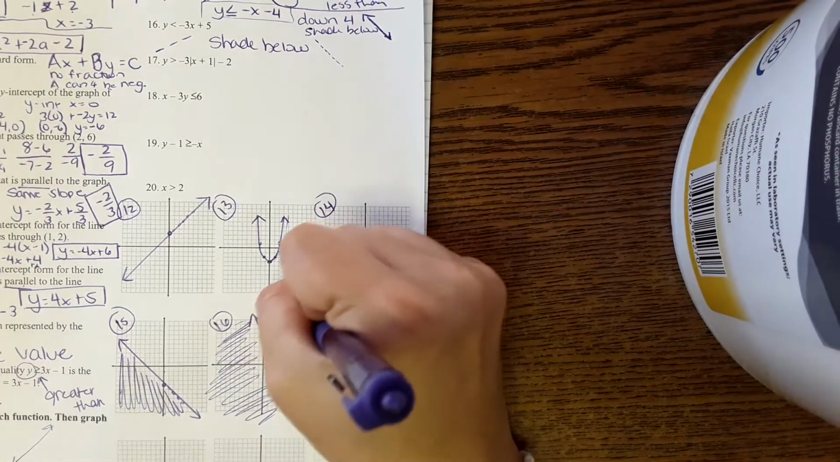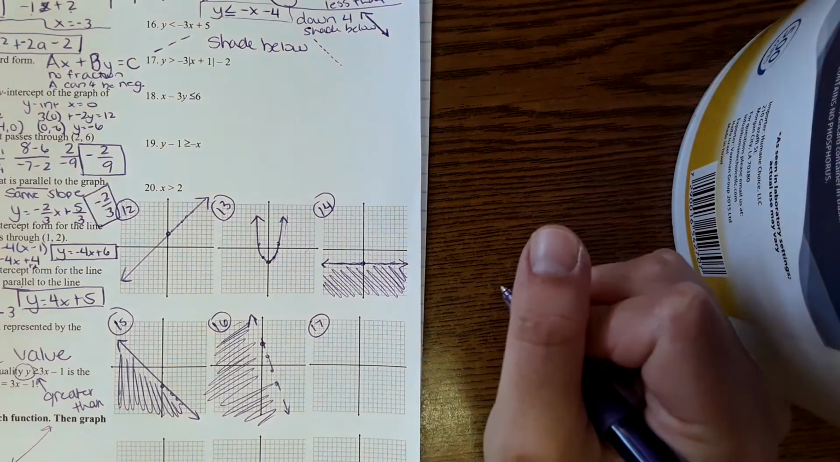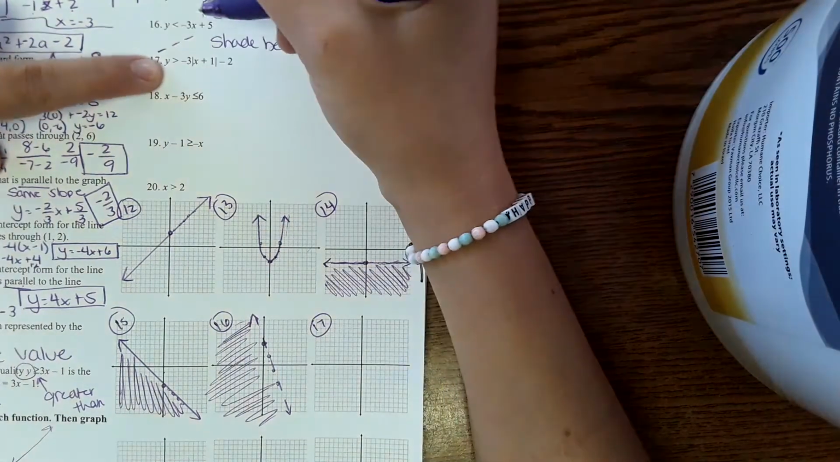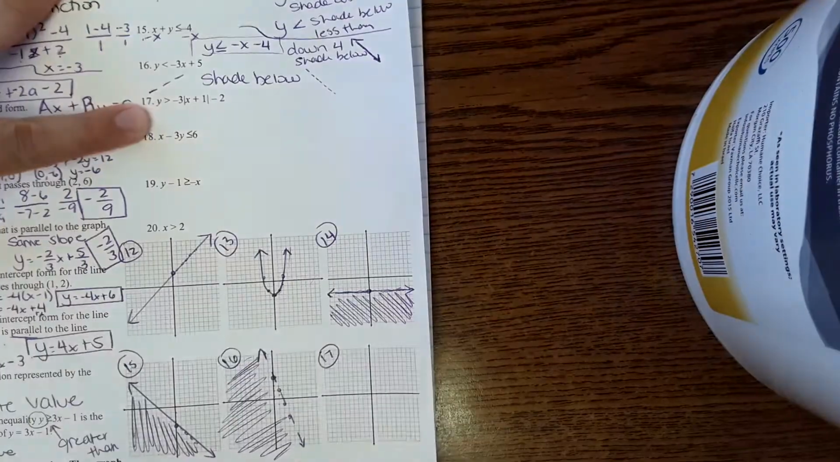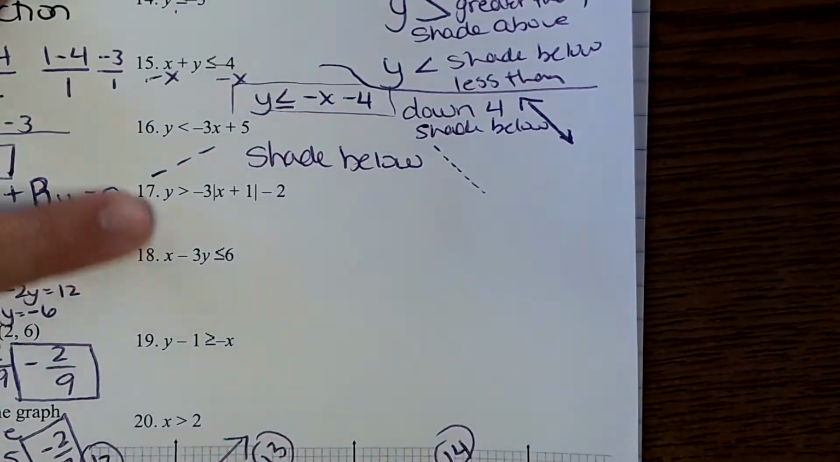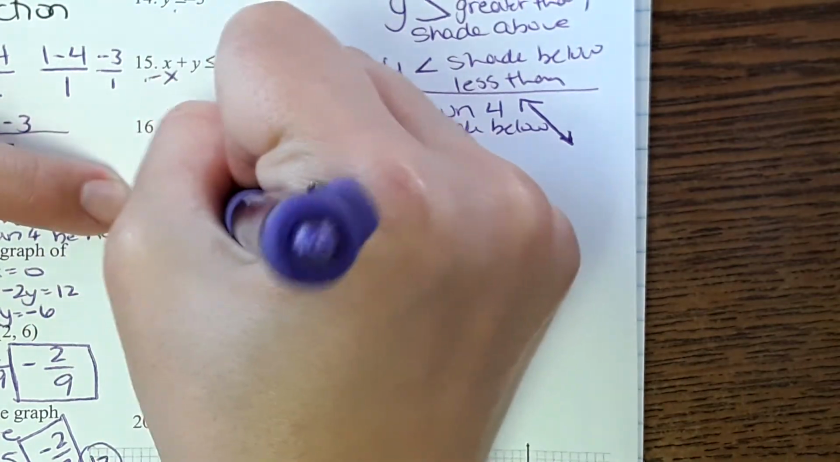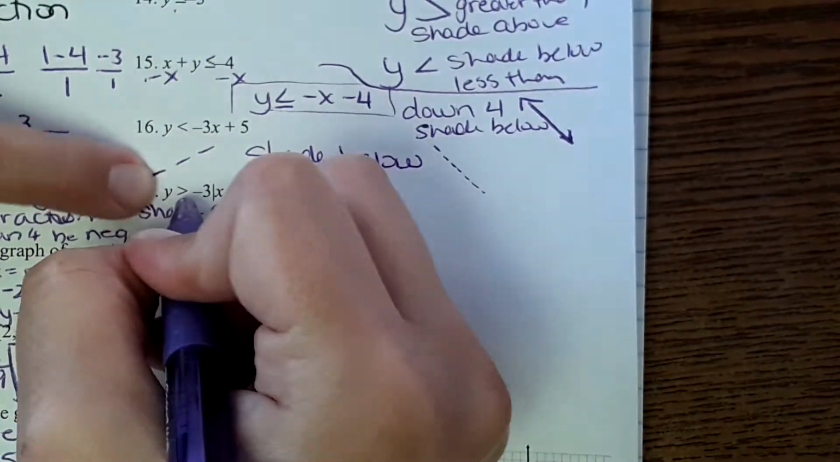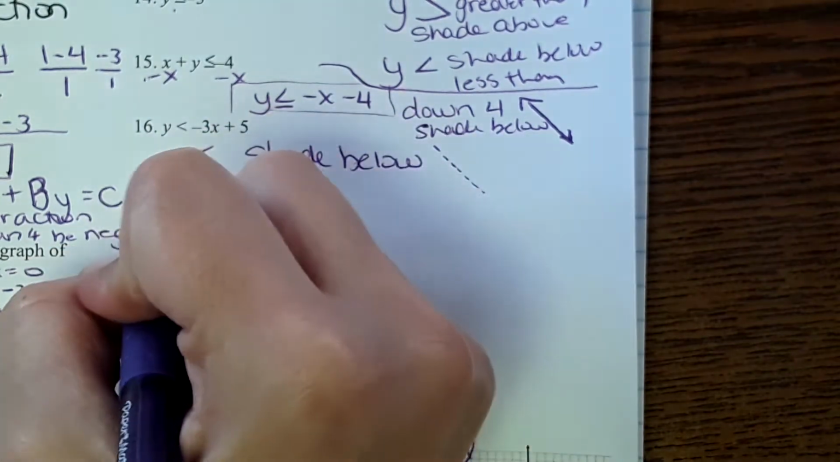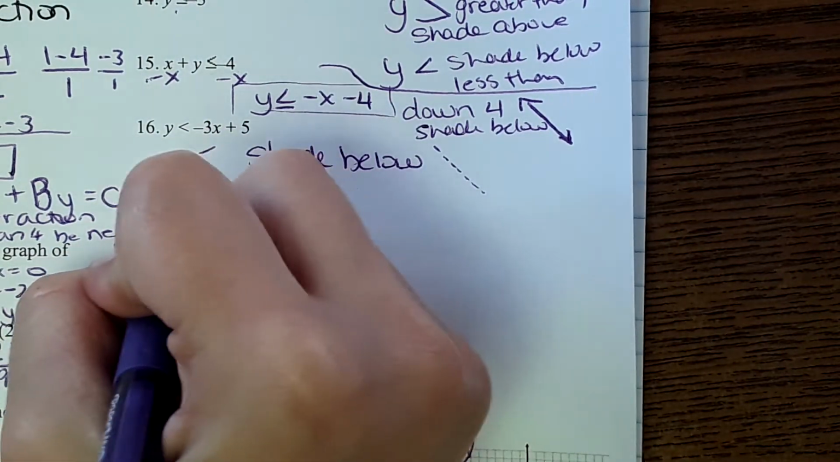Okay, 17. 17 is an absolute value inequality. So I'm going to go up here, zoom in. Let's look at this more closely. Y is greater than, so we'll shade above. It doesn't have a line underneath, so it's going to be a dotted line.